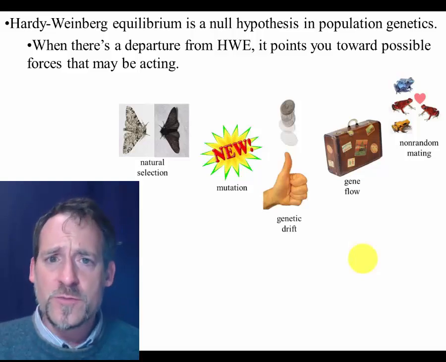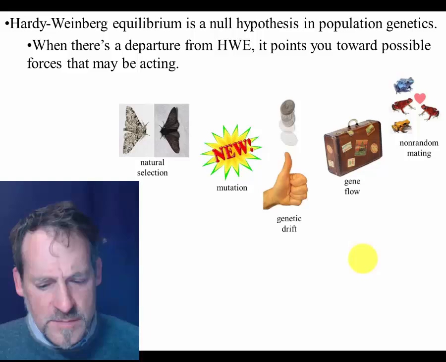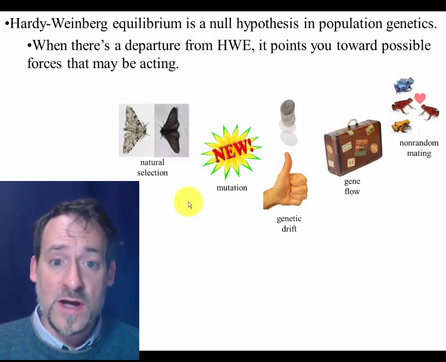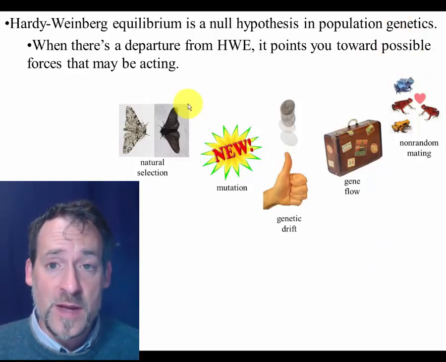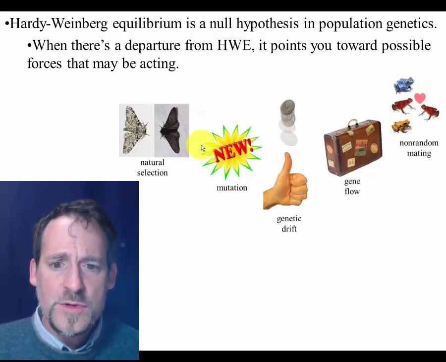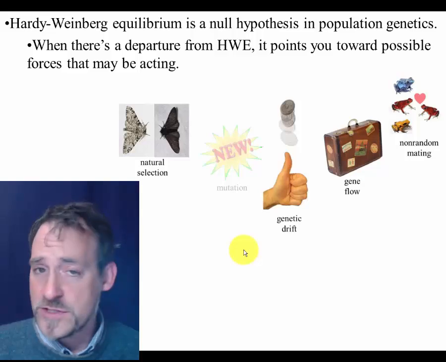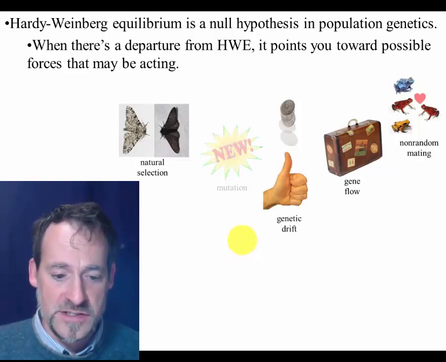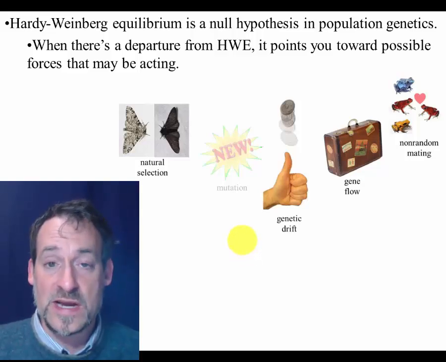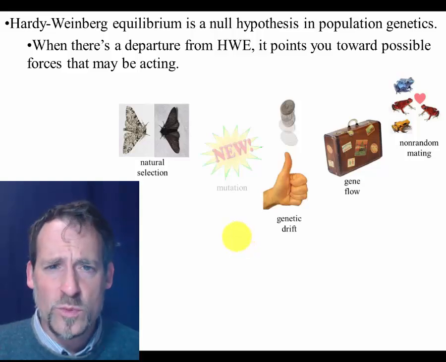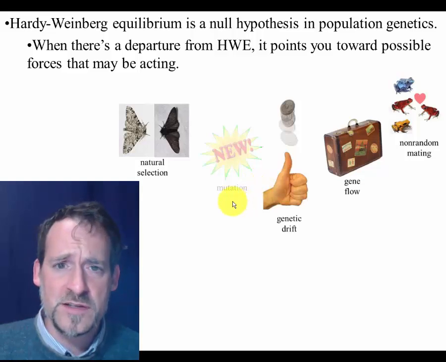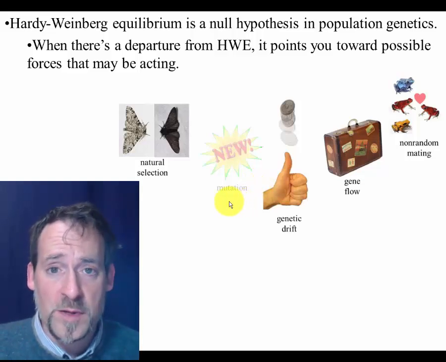Looking for departures from Hardy-Weinberg equilibrium isn't the best way to detect all 5 of these evolutionary mechanisms here. Mutation is such a weak force by itself that it essentially never changes allele and genotype frequencies, not to a degree that you can actually detect. In the real world, data is always noisy, and mutation is such a weak force that its effect simply gets swamped by noise.